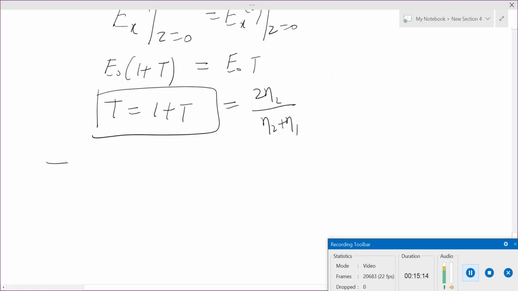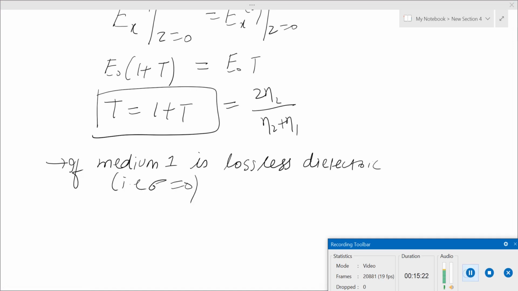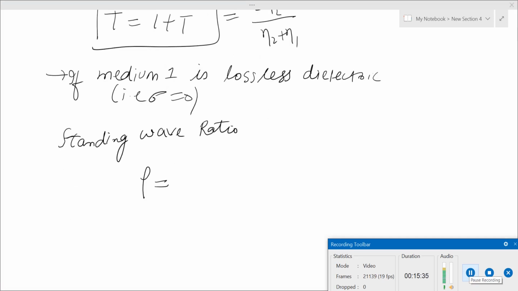And in particular, if medium 1 is a lossless dielectric, that is sigma is 0, conductivity is 0, just like vacuum or free space, then we define a ratio which is called the standing wave ratio, as the maximum value of electric field divided by the minimum value of electric field. So I will write it as the magnitude of E max 1 divided by E minimum 1.